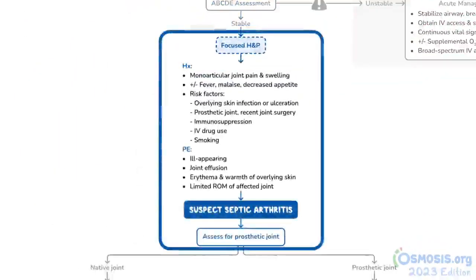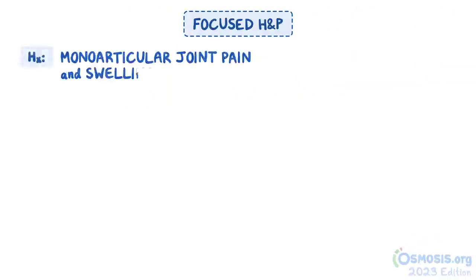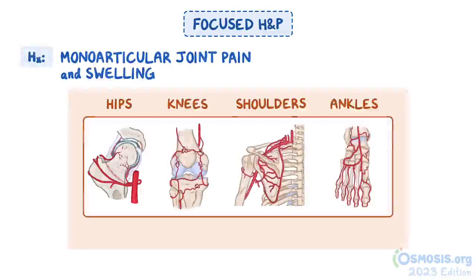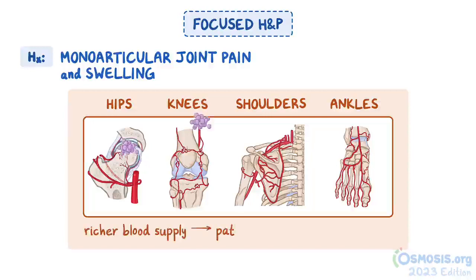Okay, now let's go back to the ABCDE assessment and look at stable patients. First, let's start by taking a focused history and physical exam. Your patient will typically report monoarticular joint pain and swelling, commonly of the hips, knees, shoulders, or ankles. These joints are the most vulnerable to infection because they have a richer blood supply than small joints, and that enables pathogens to more easily reach the larger joints.